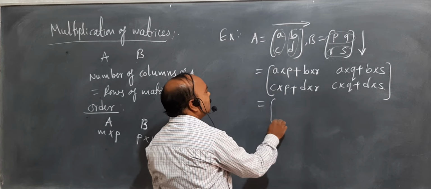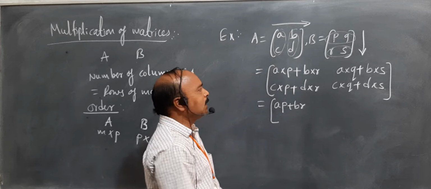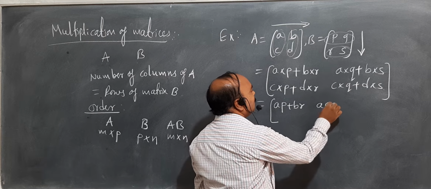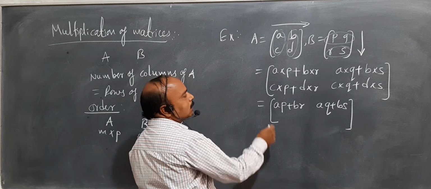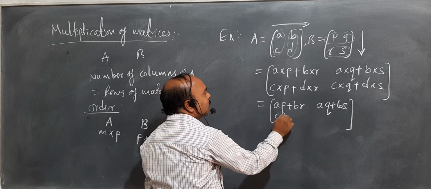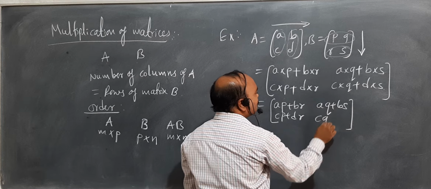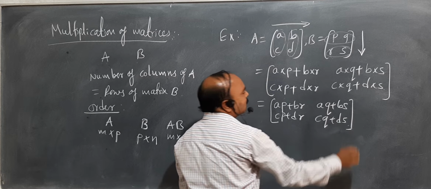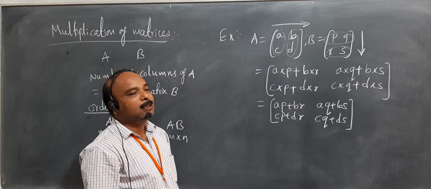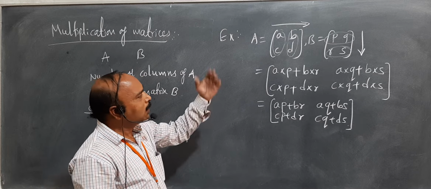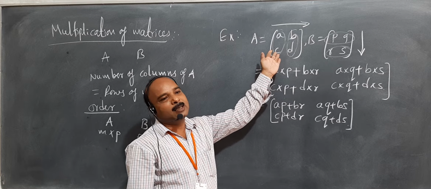Now this means A into P is AP plus B into R is BR. A into Q is AQ plus BS. Similarly here C into P is CP plus DR. Here C into Q is CQ plus DS. So this is called multiplication of the two matrices A and B. For all the next examples we can apply this rule for multiplication of the two matrices.